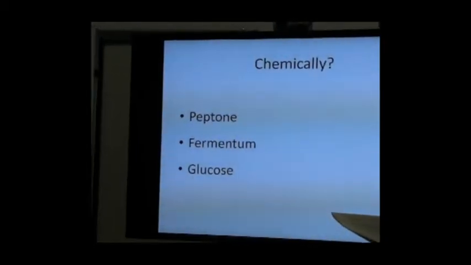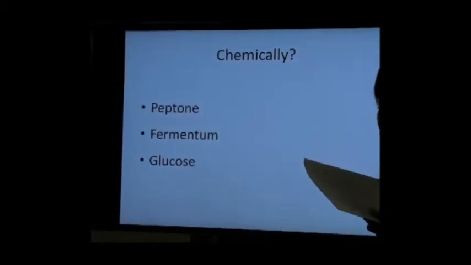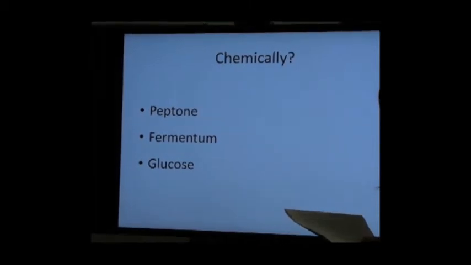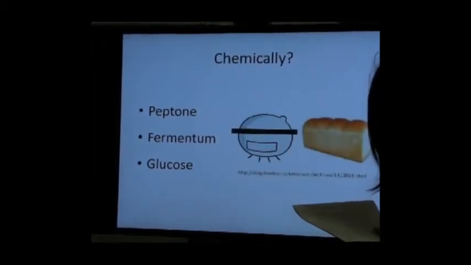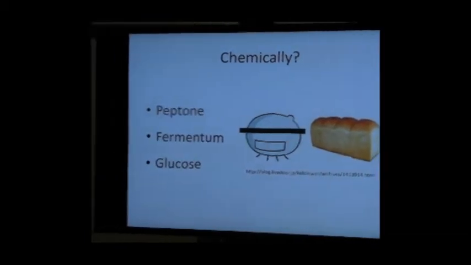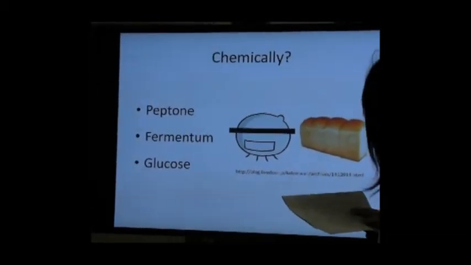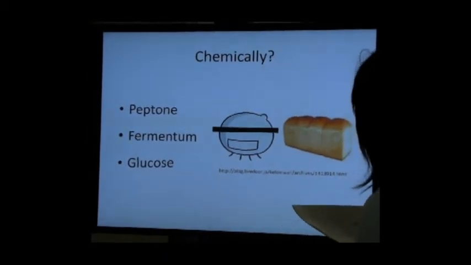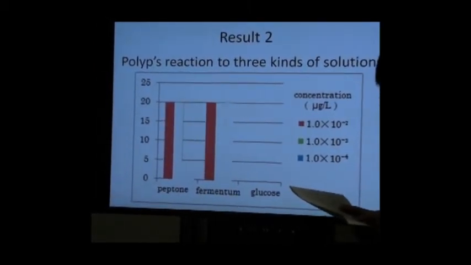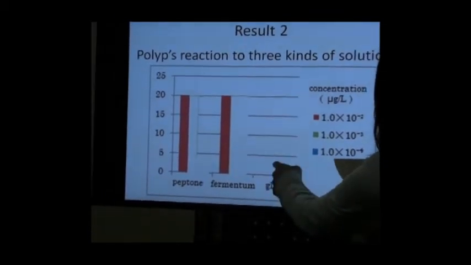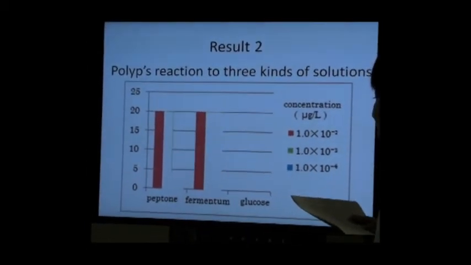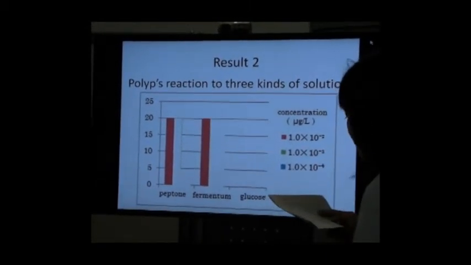He studied the trigger of feeding of Cordylophora, another kind of jellyfish polyp. I exposed polyps to 3 different solutions: peptone, fermentan, and glucose. Peptone is a kind of small protein, and fermentan is yeast used for baking bread. And I used glucose for a contrast experiment. The result was like that. All polyps reacted to peptone and fermentan, but no polyps reacted to glucose. From that, it can be said that polyps distinguish food from unusual things chemically using amino acids or protein.